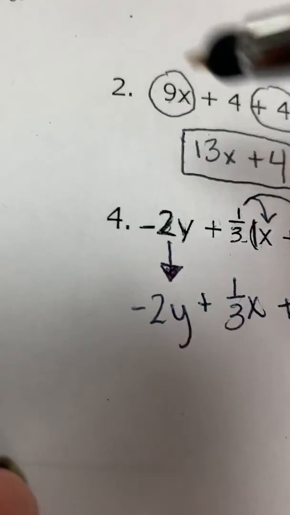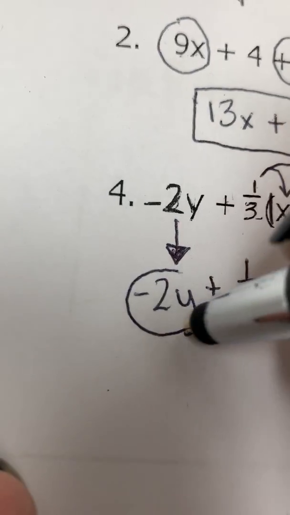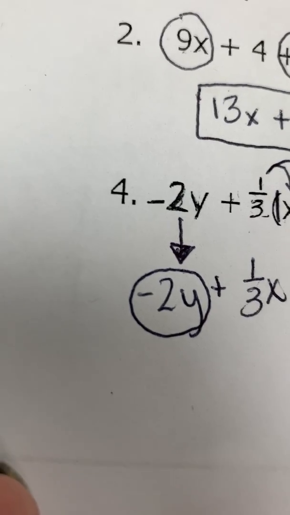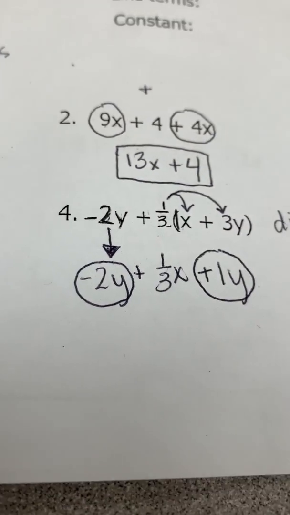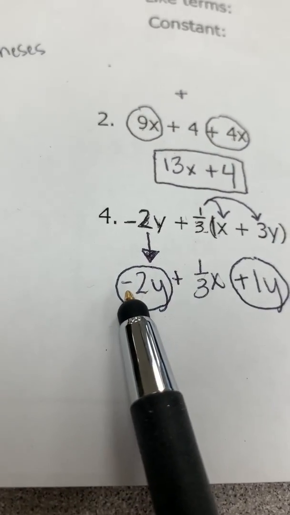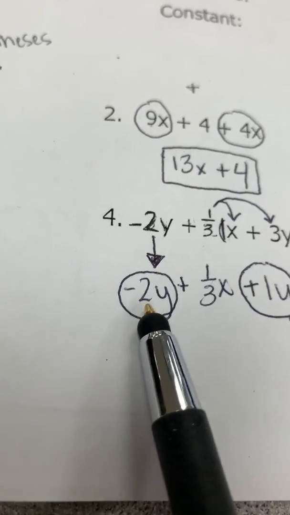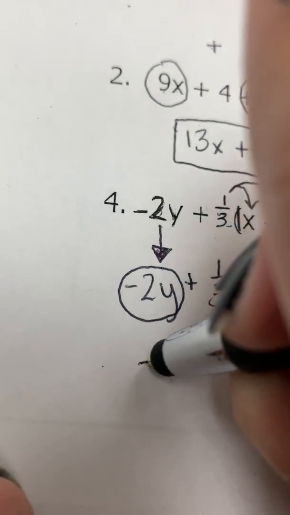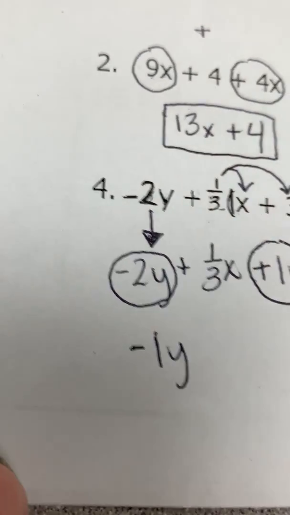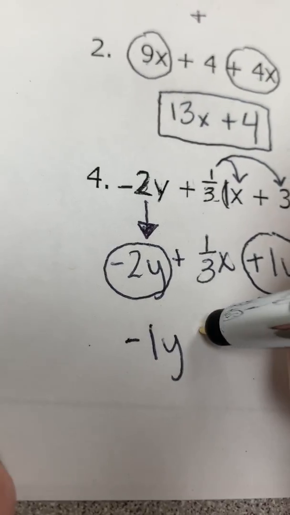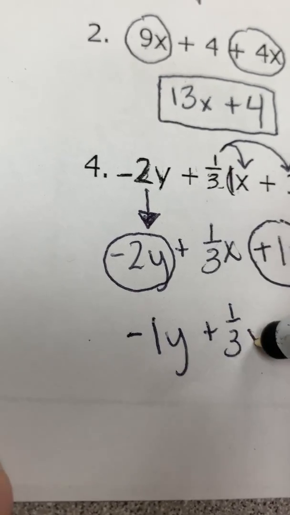So now I can combine my like terms. I have negative 2y and I have positive 1y. I have a negative here and I have a positive here. So I have more negatives than positives. So this is going to be negative 1y plus 1/3 x.